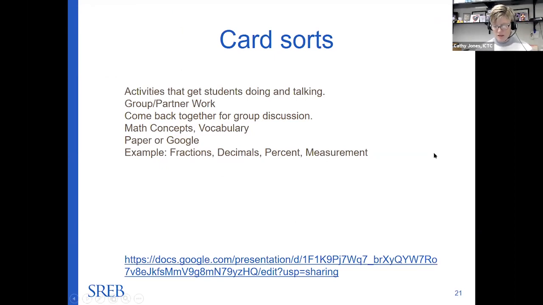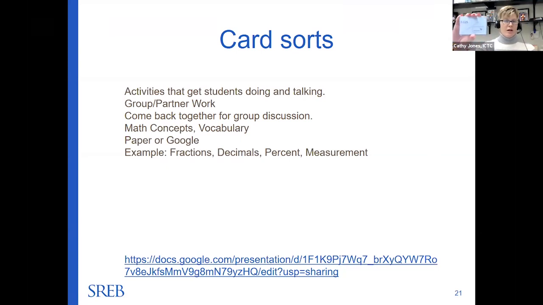The next activity is our card sorts. Card sorts can work for vocabulary, they can work on paper, they can work on Google. I'm going to try to show you a Google slide that I made. These are activities that get the students talking and doing things. Usually I have these cards.